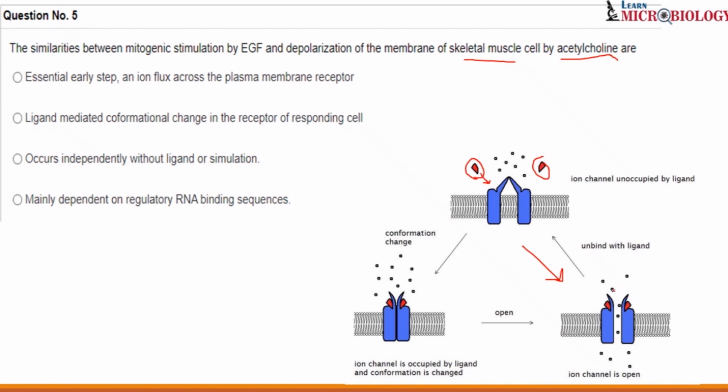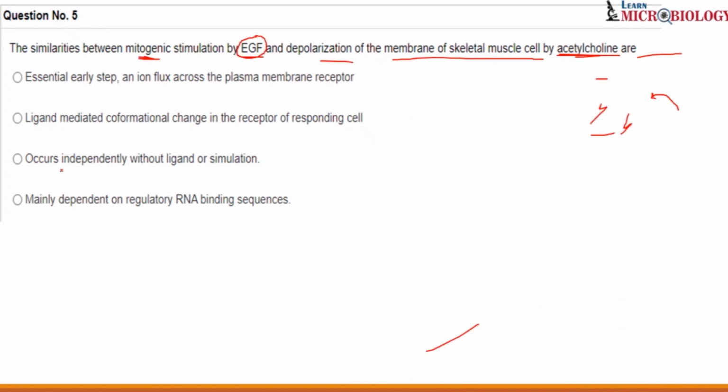When it is bound, the channel gets opened up, and once the channel is opened up, this particular molecule is nothing but sodium. What will happen to these Na molecules? They will get inside, and this will lead to the depolarization of the membrane. So in the membrane of skeletal muscles as well as in your neurons, you are going to have certain ion channels which, when acetylcholine binds to them, get opened up, Na plus goes inside, and there is depolarization.